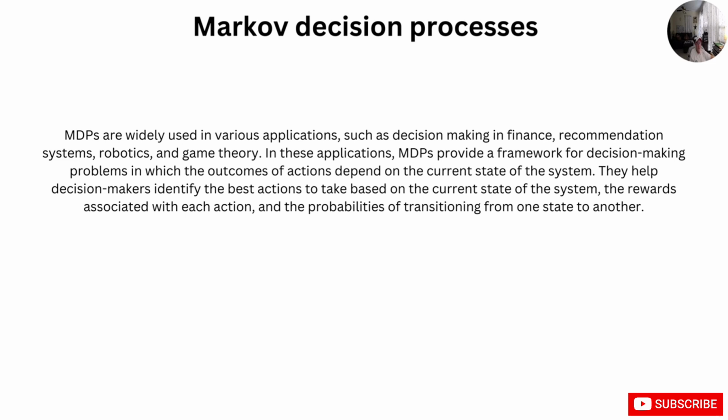MDPs are widely used in various applications, such as decision making in finance, recommendation systems, robotics, and game theory. In these applications, MDPs provide a framework for decision-making problems in which the outcomes of actions depend on the current state of the system. They help decision makers identify the best actions to take based on the current state of the system, the rewards associated with each action, and the probabilities of transitioning from one state to another.